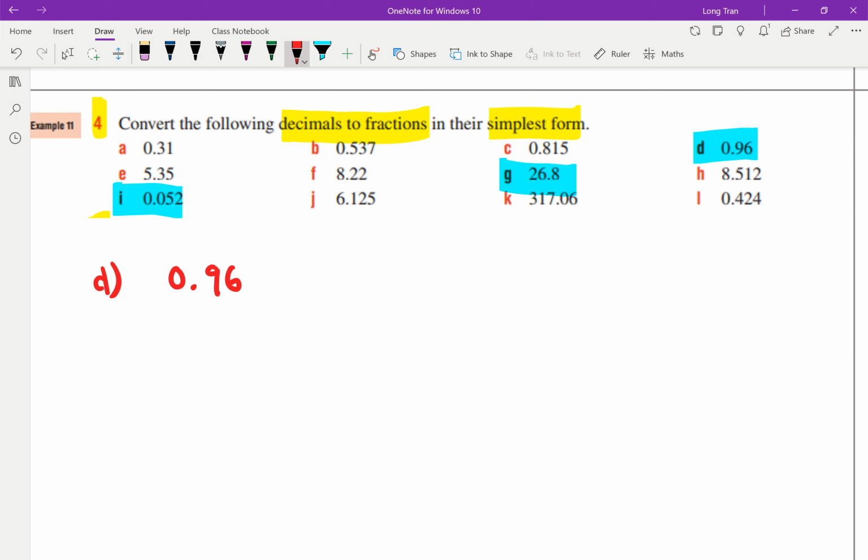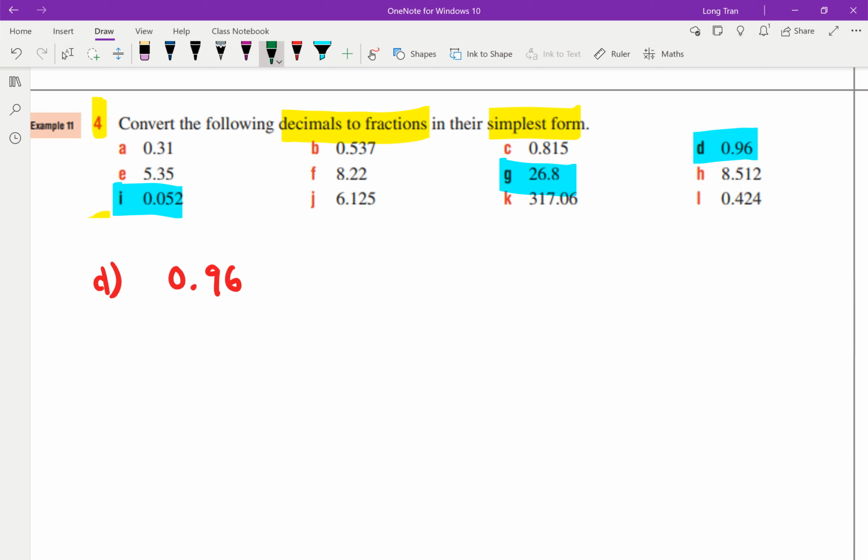0.96. When you're doing this, I want you to use what you understand about the place values. Okay? Changing decimals to fractions is literally your skill to read the decimal places. That's it. There's nothing more. The better you understand the place values, the easier it is to do these questions. Here's how I would do it.